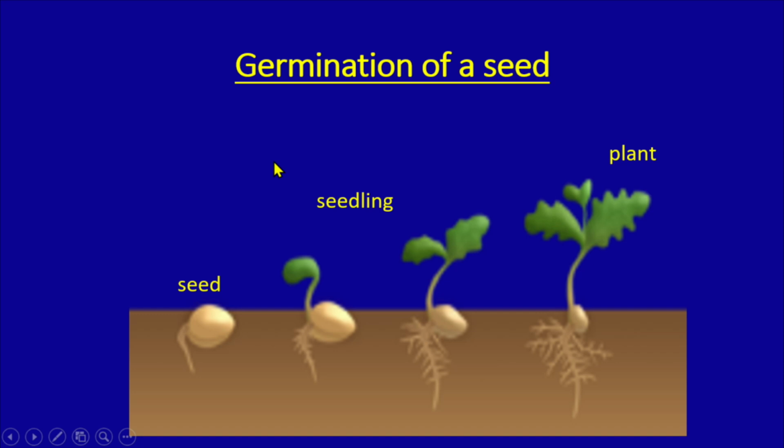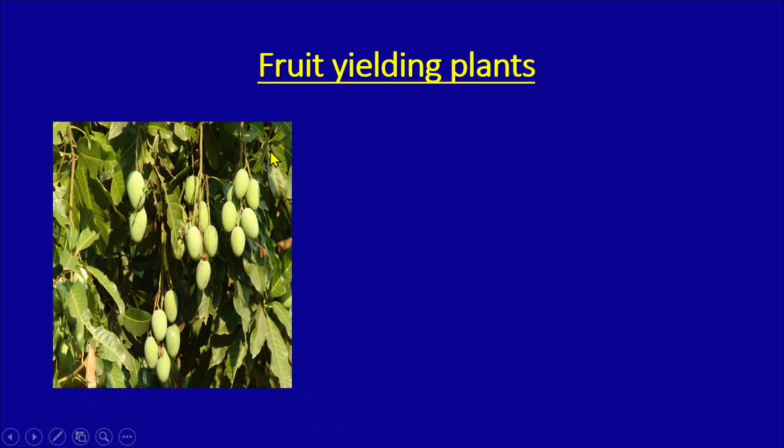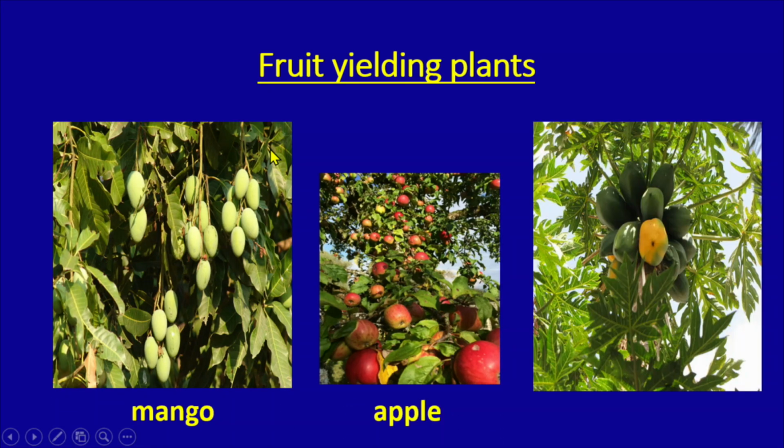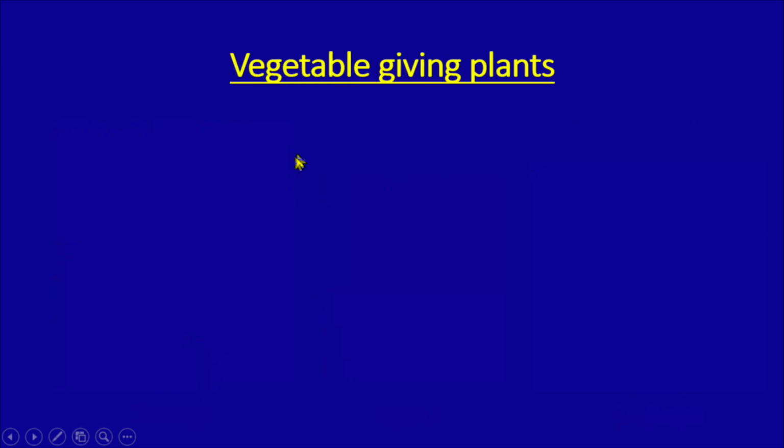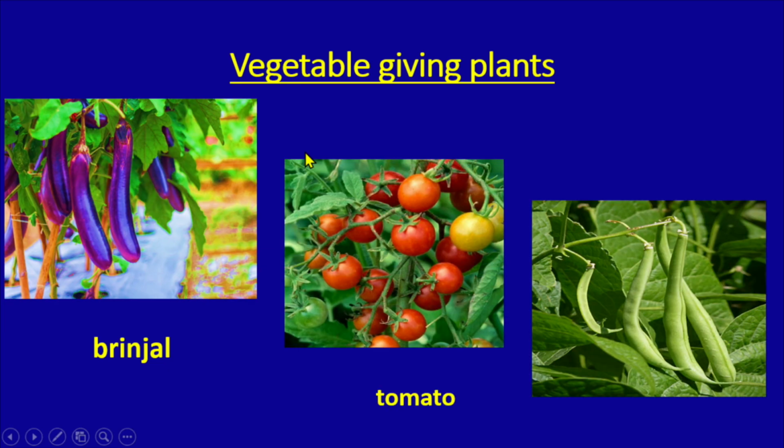We learnt about different parts of a plant and also germination of a seed. So, flowers develop into fruits. So, what are the fruit yielding plants, shall we see now? Mango, apple, papaya. Can you give some more examples for fruits? Yes, children? Pomegranate, guava, watermelon, etc. And what are the vegetable giving plants? Brinjal, tomato, beans. So, these are the vegetable giving plants.